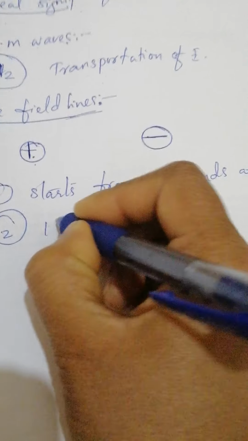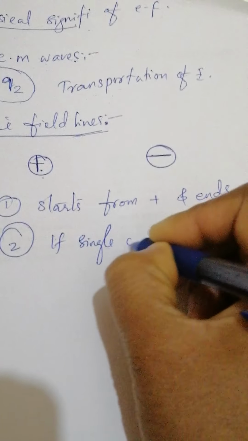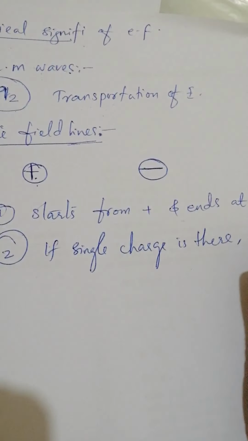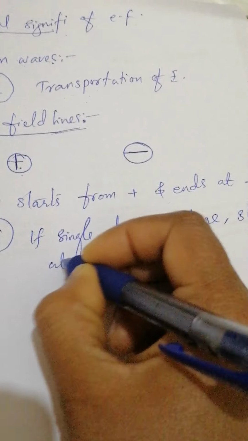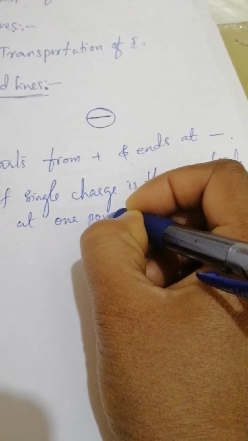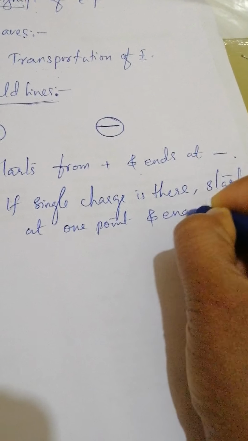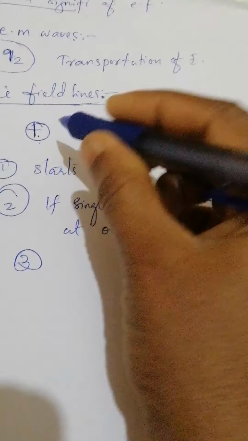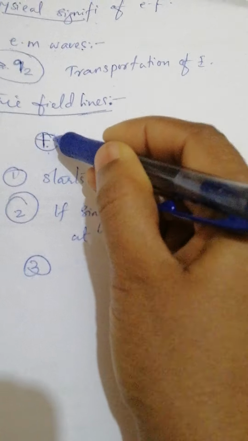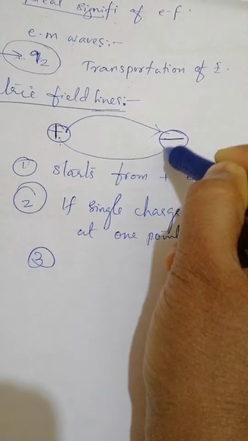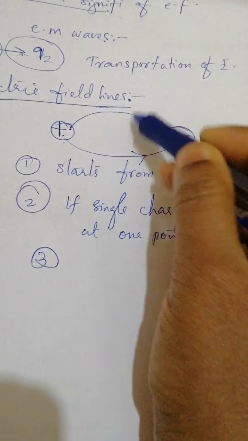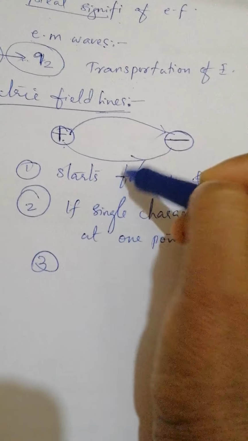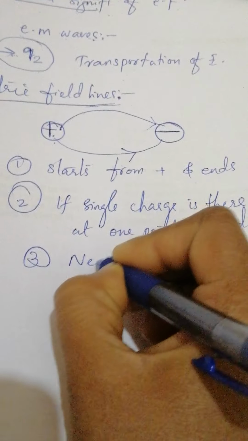So if a single charge is there, what happens? It starts at one point and ends at infinity. Okay. And the third point: electric field lines start from positive charge and end at negative charge, correct. So in this case we can understand that these field lines never cross each other. So that is another point, they never cross each other.